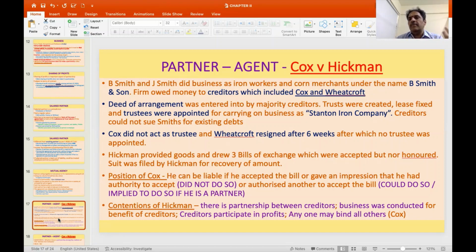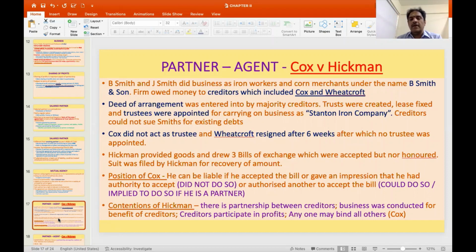So a suit was filed by Hickman, and since Cox is also associated as one of the creditors, he filed against him, saying that he is a partner of the firm Stanton Iron Company, that this partnership is doing the business, and that he is also liable. As far as the position of Cox is concerned, he can be liable if he accepted the bill and gave the impression to Hickman that he had the authority to accept it. But he did not do so. It was not him who accepted the bills, or authorized another to accept the bill.